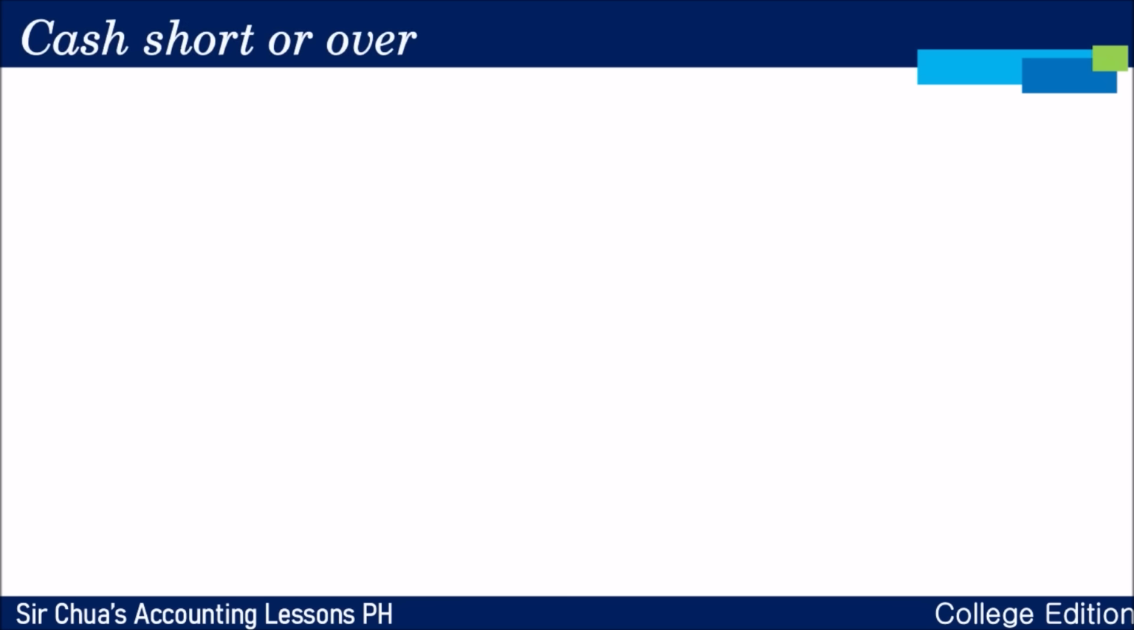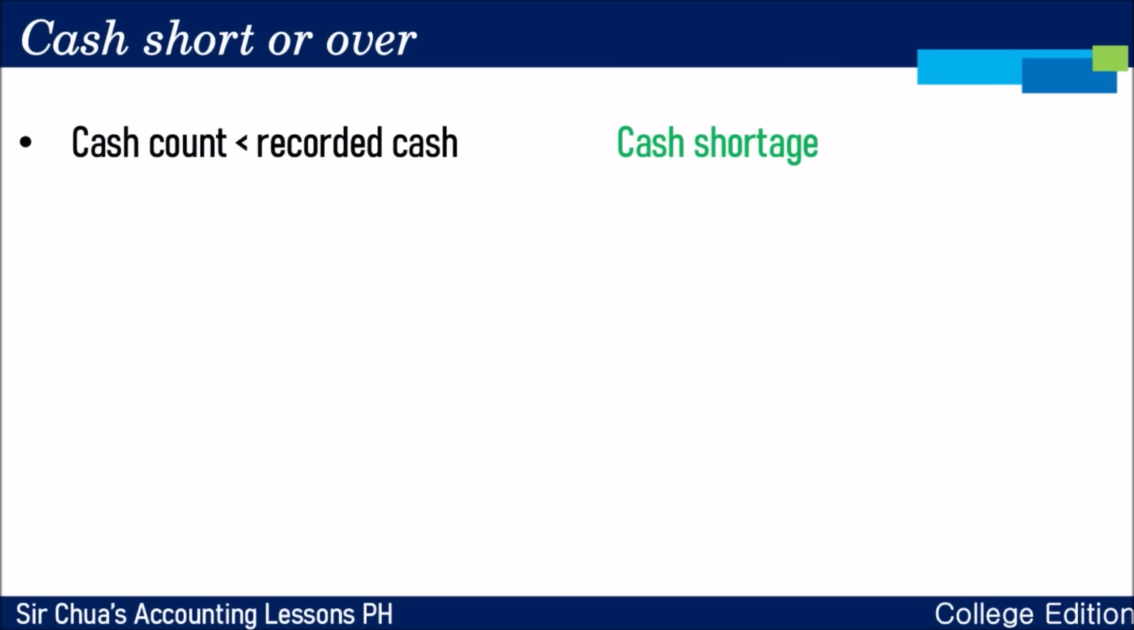Okay. Next, we have cash short or over. Minsan po, hindi nagtutugma yung count natin ng cash, yung talagang physical count versus sa ating records. Okay? So, nagkakaroon po ng tinatawag nating temporary valuation account na cash short or over. Okay. If the cash count is less than the recorded cash, may kulang, di ba? Kulang yung kinount mo sa recorded cash mo, gantong amount. So, ang tawag po doon, cash shortage.